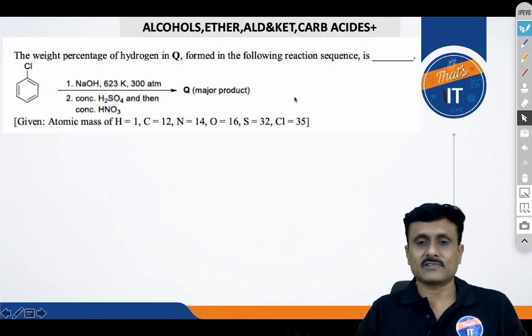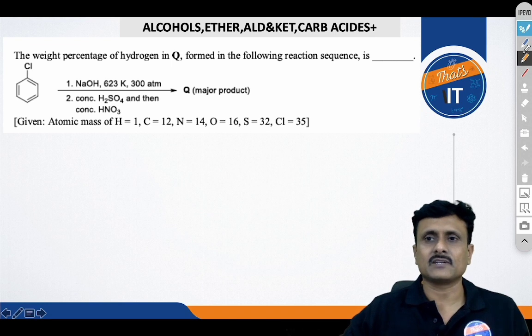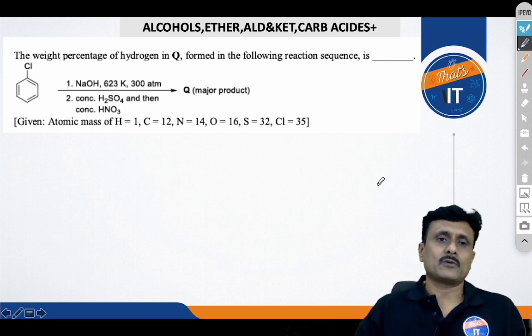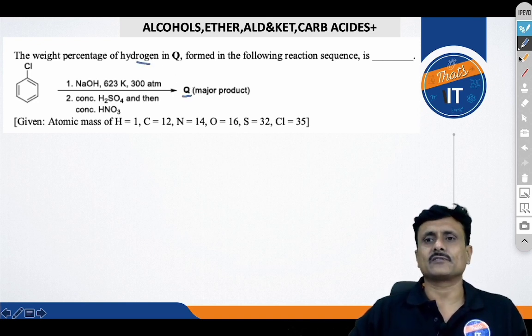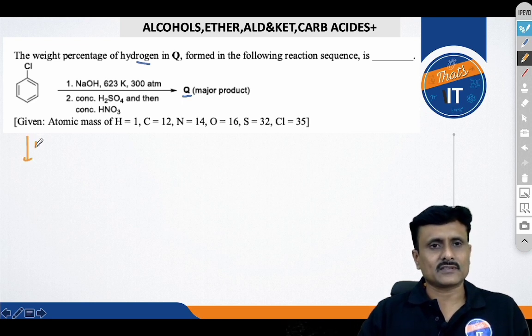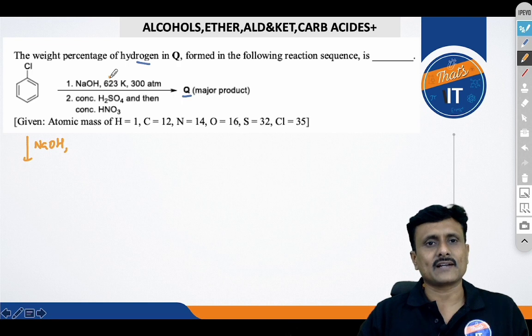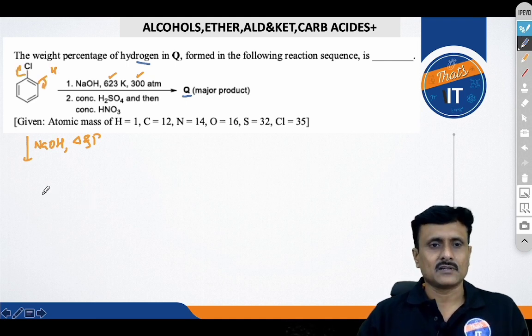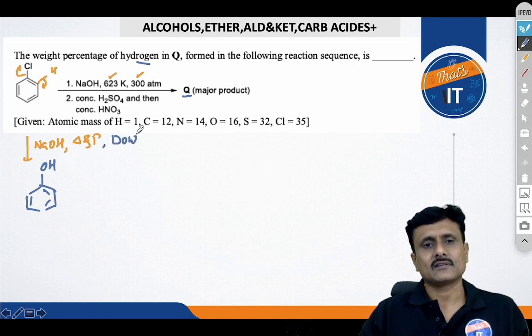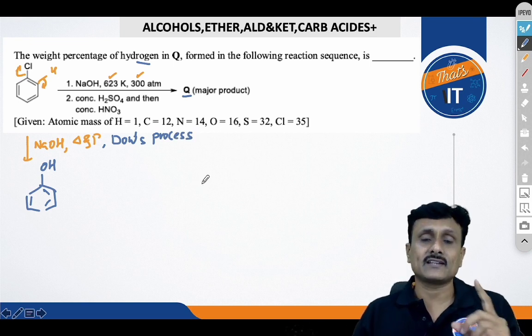Now let's pick up the first question of the day. You can see that the question is actually from the Dow's process. You have to calculate the weight percentage of hydrogen in a product which is obtained after a series of reactions. Dow's process is an intensive process where high temperature and pressure are applied, so that through the benzyne mechanism, your chlorine can be replaced by the OH. This is called Dow's process, isn't it? Of preparation of phenols. This comes in phenols, a very important reaction, and that forms benzyne as the reactive intermediate, isn't it?